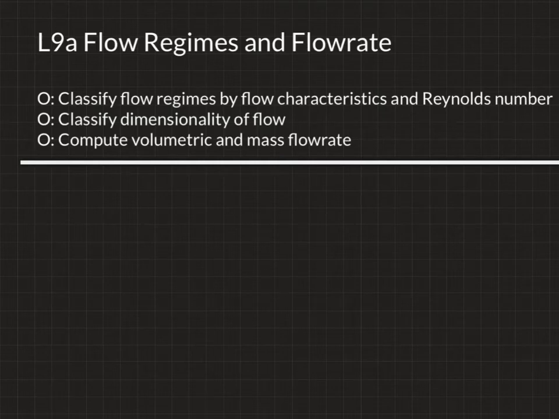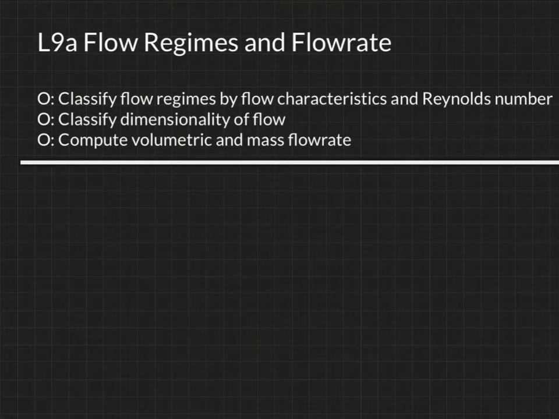I'm going to try to start breaking these up into smaller chunks. So the A part is only going to cover the first two of these objectives. We are going to classify flow regimes by flow characteristics and the Reynolds number. Basically, we're going to talk about laminar versus turbulent flow and how you figure out which one is, either by looking at it or by calculating this magic Reynolds number. It's not really that magical, but it does its job.